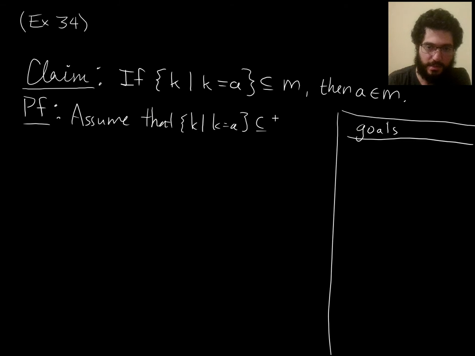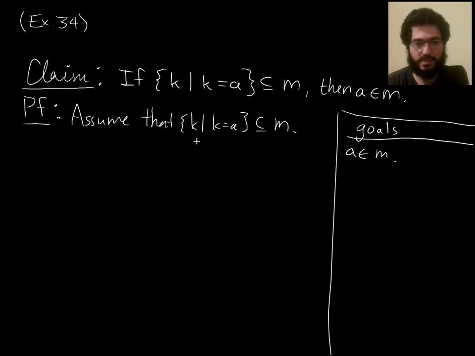So assume that this set is a subset of M. And now my goal is to prove that A is in M. Okay, so I need to think through what it is that I have. I have that every element of the set of things that are A is an element of M. How can I use that to prove that A is an element of M?